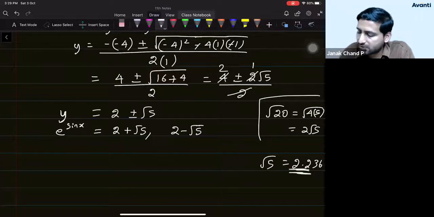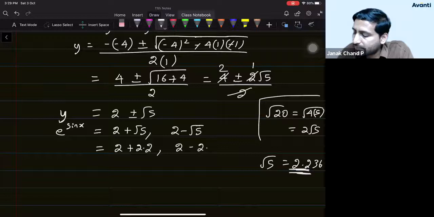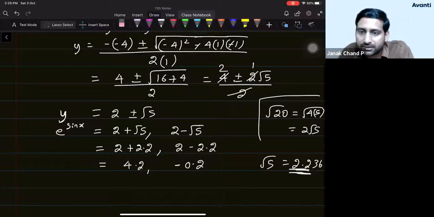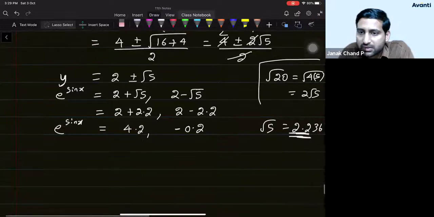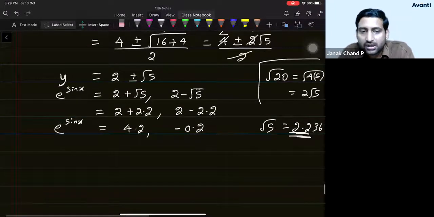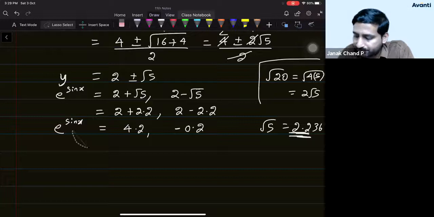let us just consider the first 2 digits. One possibility is 2 plus 2.2. The other possibility is 2 minus 2.2. So that would be either 4.2 or minus 0.2. Remember, you're doing a bigger number with a smaller number subtraction, so it will be negative. Yes. So now we have e to the power of sin x equal to this. So what is the conclusion from this? Should we conclude that there are two solutions, first solution and then the second solution?